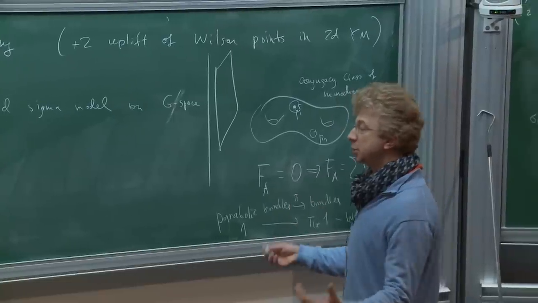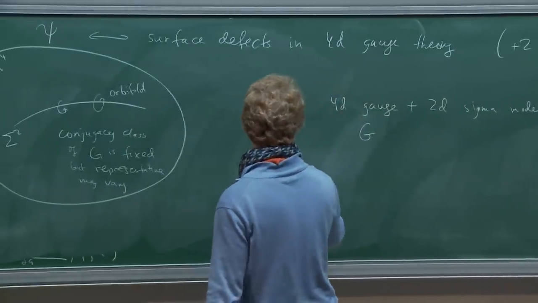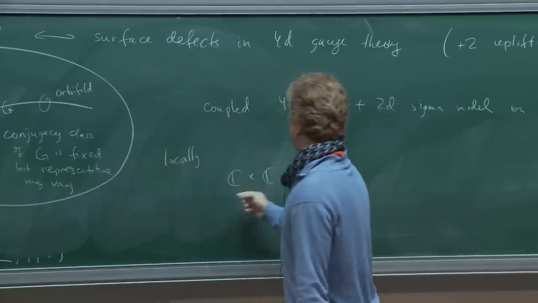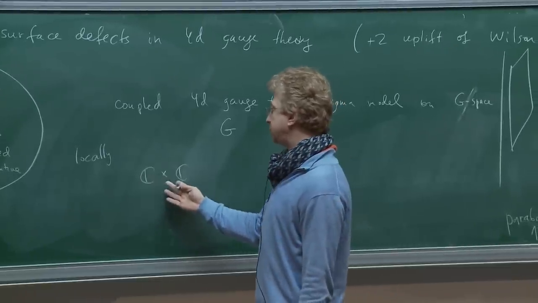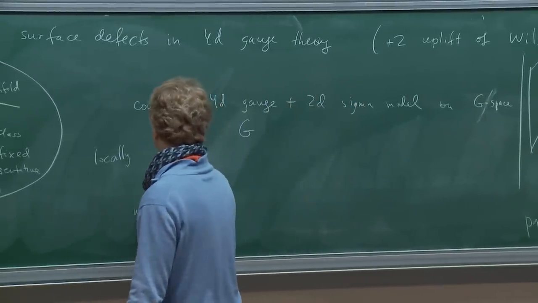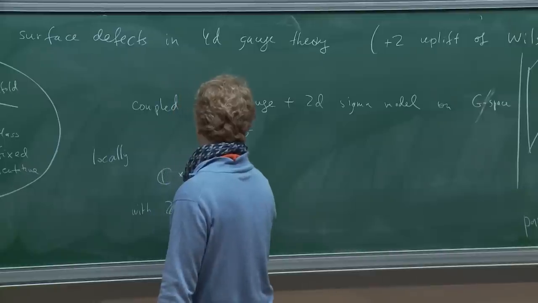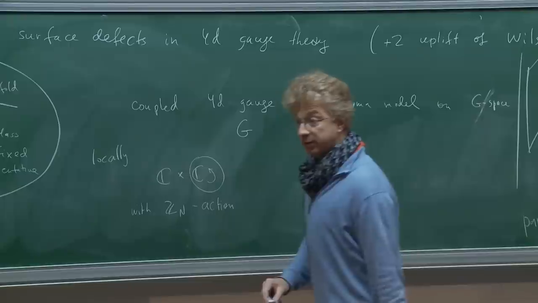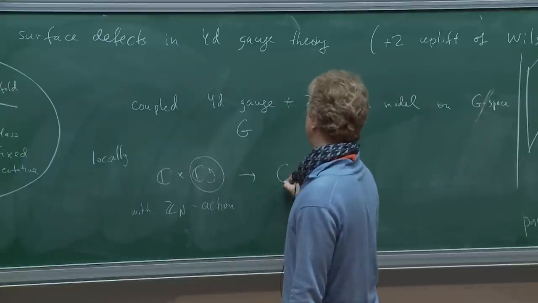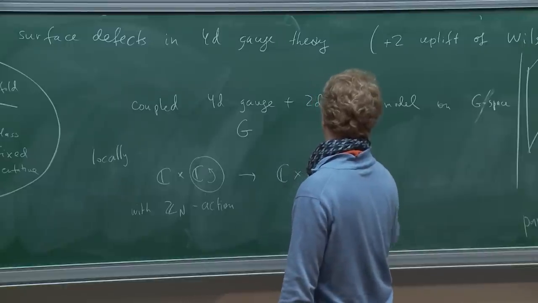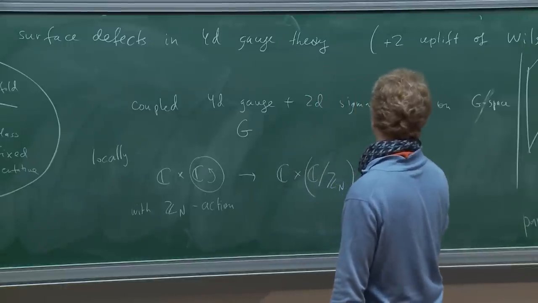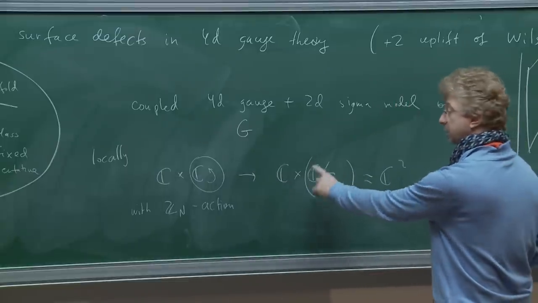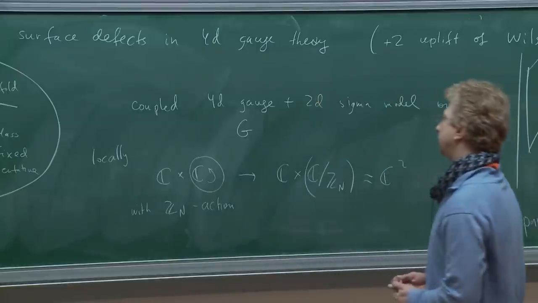On the quotient, the local model is that you take ordinary sheaves on C cross C with some Zn action, and Zn also acts on one of the factors, so that as an algebraic surface you can project it. On the quotient, which is still isomorphic to C2, your sheaf will now have some parabolic structure along the fixed locus of the orbifold action.